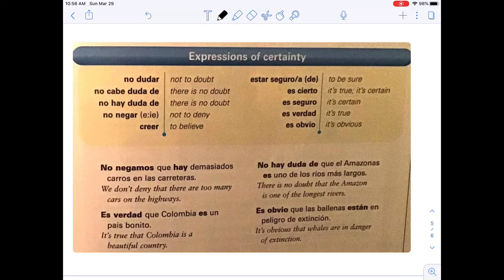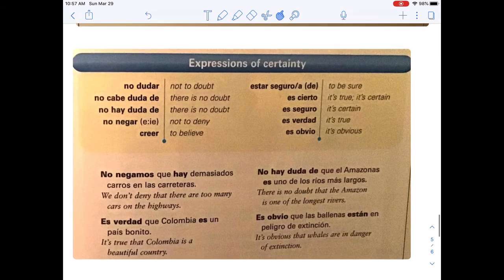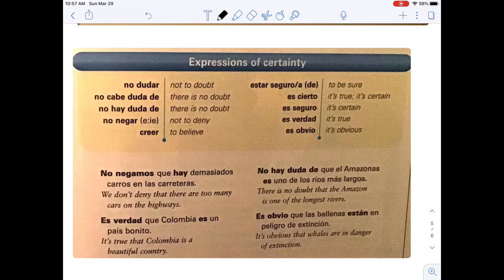Okay, guys. So with expressions or verbs of certainty, I want us to remember that certainty goes against using the present subjunctive. Remember that we're using the subjunctive with uncertain actions, okay? So with actions or expressions of certainty, we're going to use the present tense. So we're going to make a note of that.